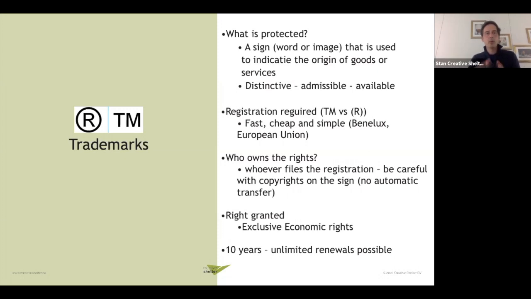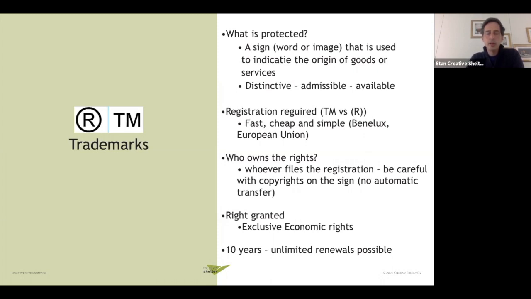If you're building a brand, if you're building a name, you should register this in your territory. So Creative Shelter, the logo and the name is registered in the Benelux. Innovation Shelter, the same, also the logo and the name. Why not European? Because we only have a product for Belgium, and there is no such thing as a Belgian trademark. The territory is the Benelux, so that's important.